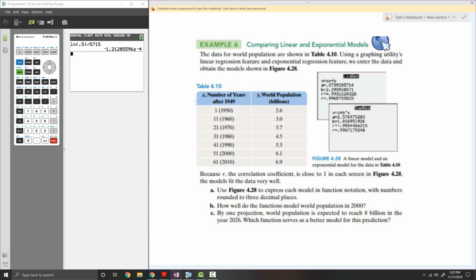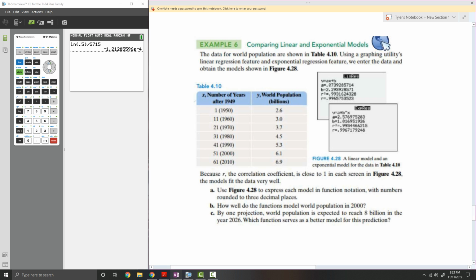All right, so we have this example. It says data for the world population are shown in table 4.10. Using a graphing utility's linear regression feature and exponential regression feature, we enter the data and obtain the model shown in figure 4.28, right? Basically we just enter this data into the calculator, and we can pop out the linear regression or exponential regression functions, and that will actually give us the equation. And it will also give you the R values, right?